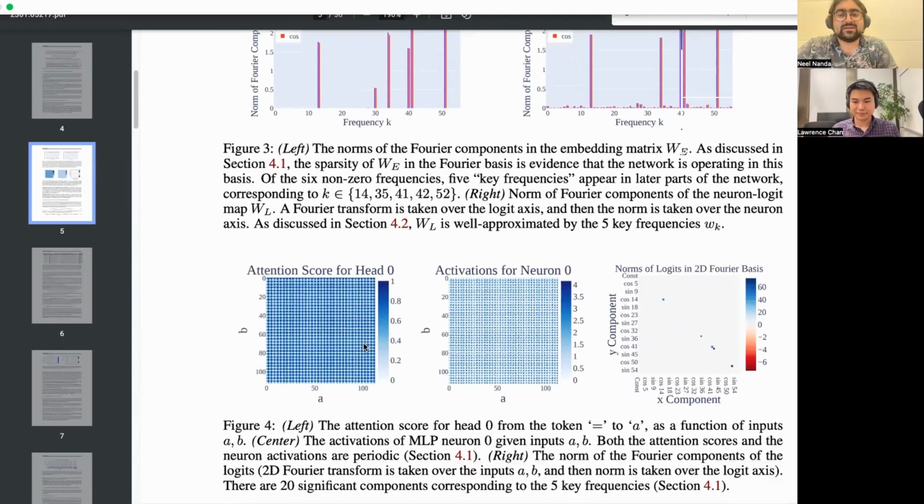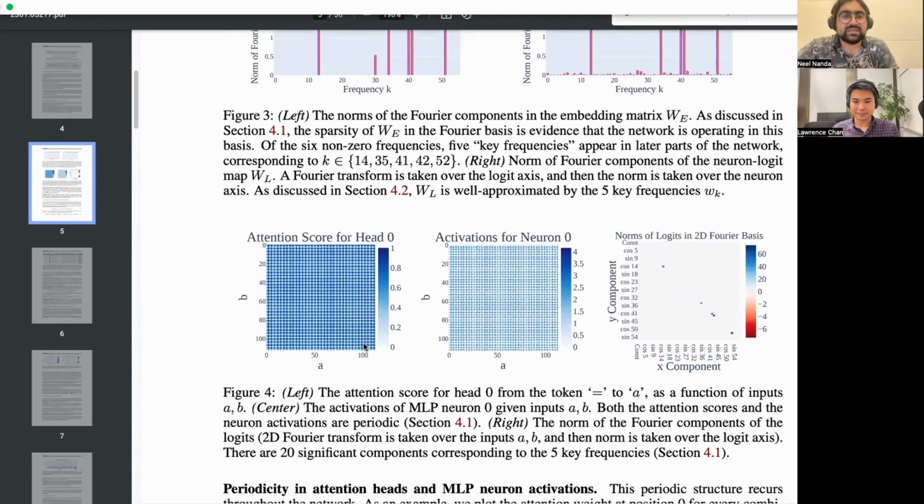So that's surprising thing 1. Surprising thing 2 is that if you just look at the heat maps, a nice thing about this problem is that we know the full universe of data. There's 113 A's, 113 B's.